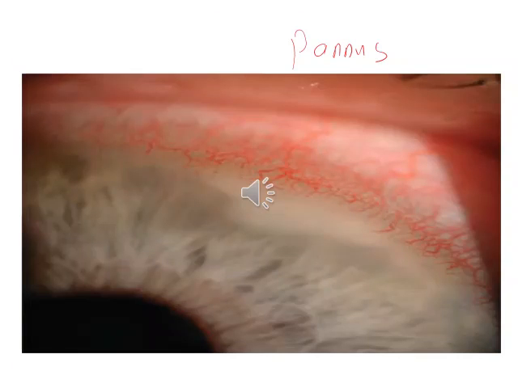Corneal pannus, a sub-epithelial ingrowth of fibrovascular tissue. It starts from the limbus. It indicates an inflammatory or degenerative condition.